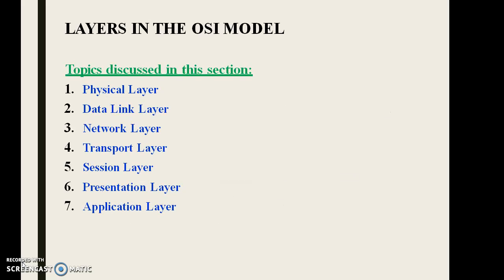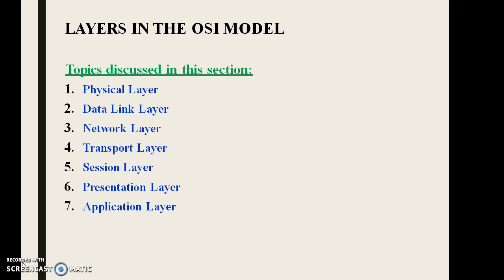Layers in the OSI model. Topics discussed in this session: first, physical layer, data link layer, network layer, transport layer, session layer, presentation layer, and application layer. The 7 layers can be split into 3 subgroups.